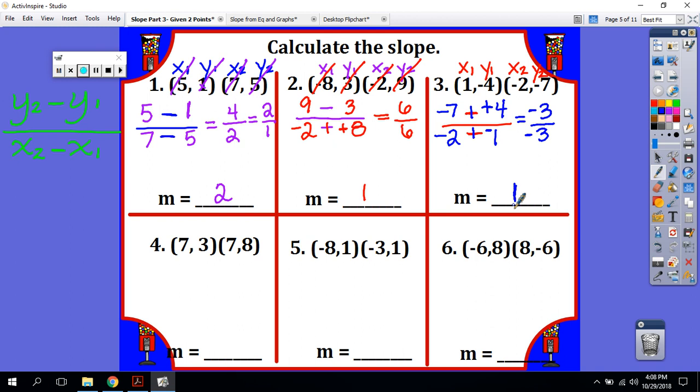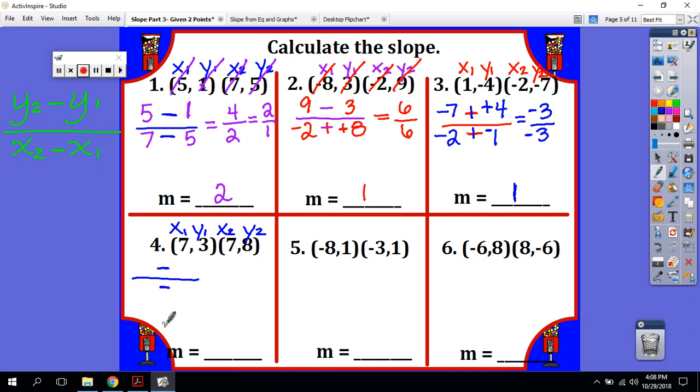We're labeling again. X1, Y1, X2, Y2. Always, always do your labels. It helps you to remember what goes where. Make sure you're writing the problems. All right, here we go. Go ahead and put my fraction bar and my minus signs.